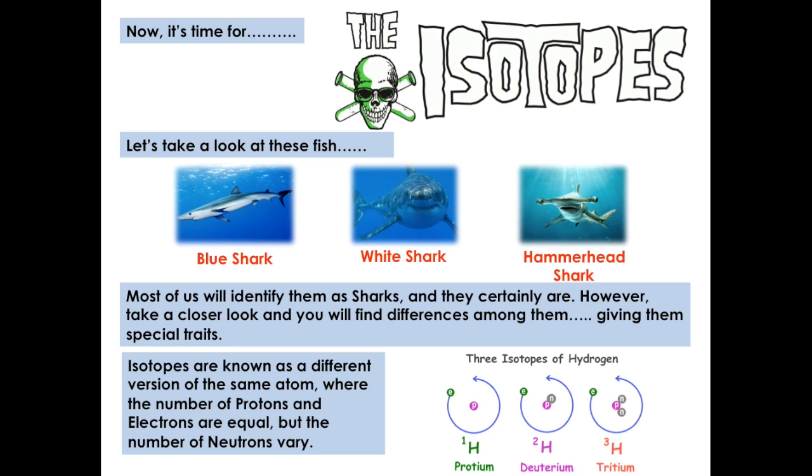In this example, we have hydrogen and its three isotopes. In the first isotope, we have one proton, 0 neutrons, and 1 electron. In the second example, we have one proton, 1 neutron, and 1 electron. And in the last example, we have one proton, 2 neutrons, and 1 electron. As you can see, the three isotopes have the same number of protons and electrons, and the number of neutrons is the one that varies. The first one is called protium, the second one deuterium, and the last one tritium.